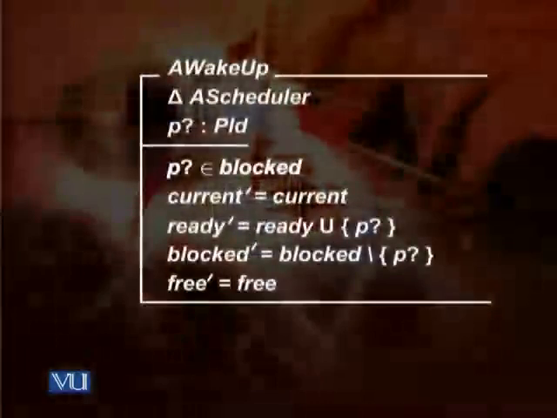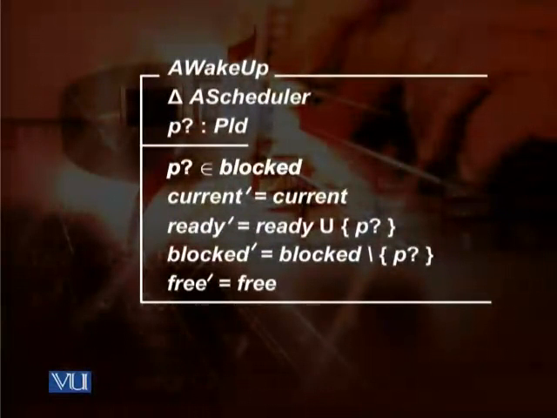Now let us look at the rest. Now we have the specification for wake up. It changes the scheduler. Once again, the input is the PID. So this time we say we need to wake up this particular process with this particular PID. The first precondition here is the requirement that this input is a member of the blocked set. That is, the process that needs to be taken from the blocked set and put into the ready set has to be present in the blocked set.